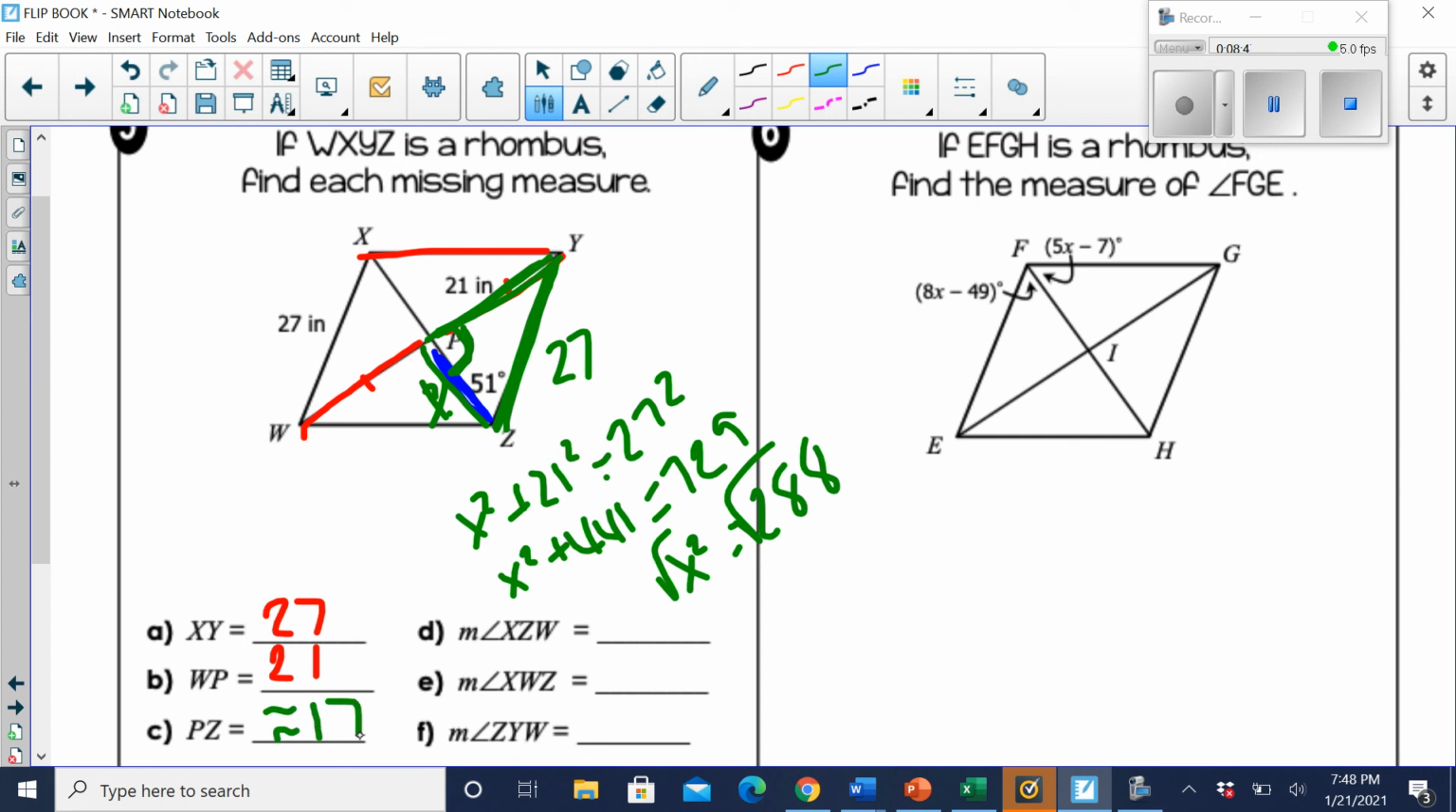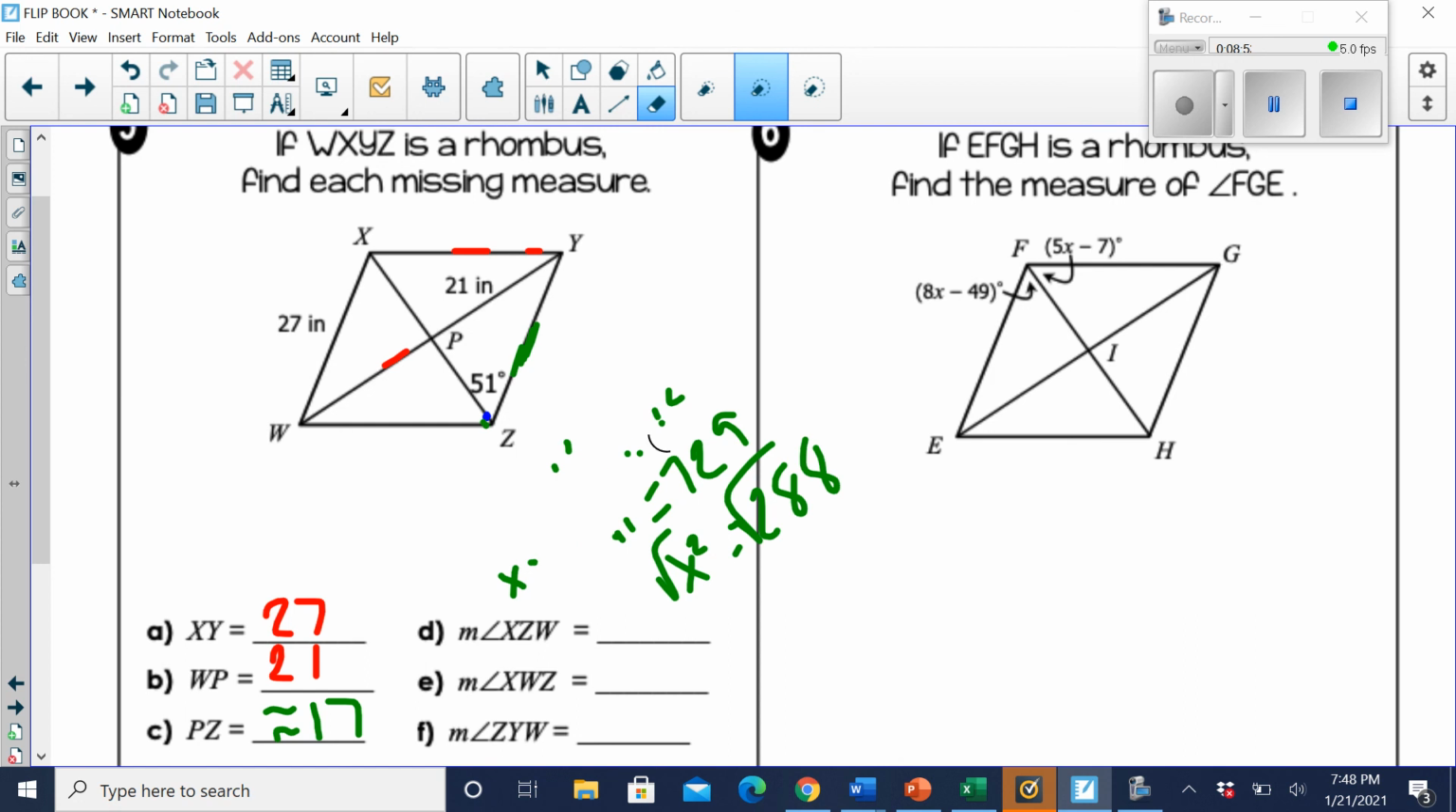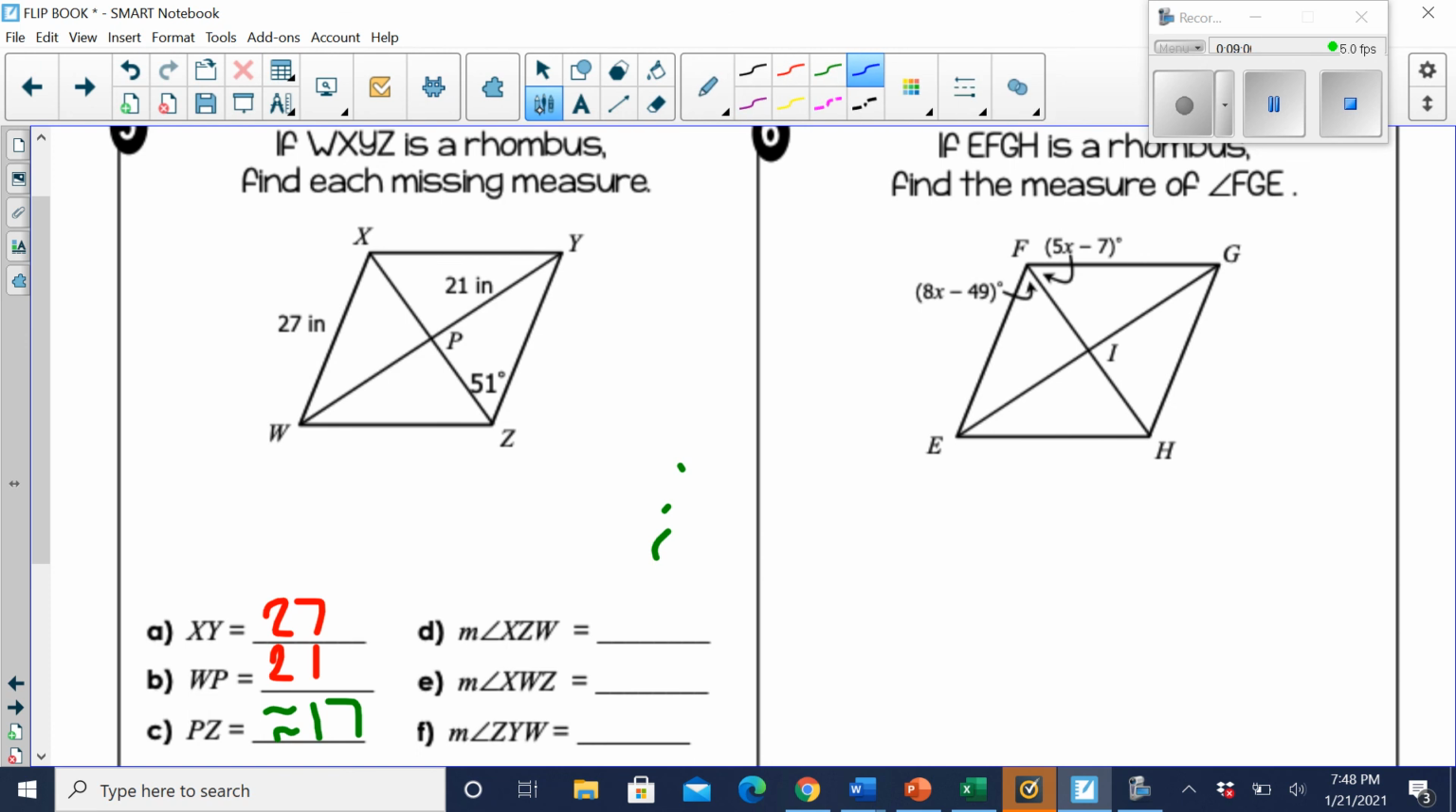Now we're going to work with those angles. If I erase some of our side work here, the first angle that it asks me to find is the measure of angle XZW. If I trace here, XZW is going to be this angle right here. Since the diagonals bisect those angles, this is just going to be 51 degrees. The next one says angle XWZ. If I trace it, XWZ is going to be this full angle right here.